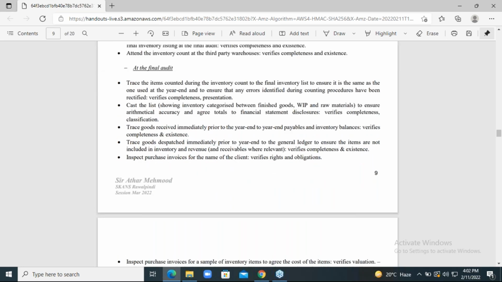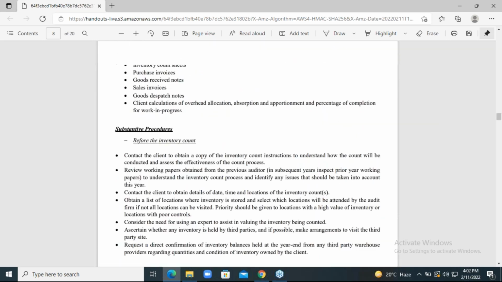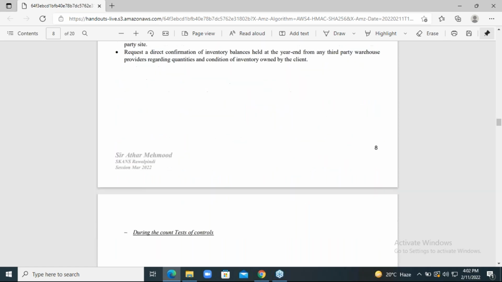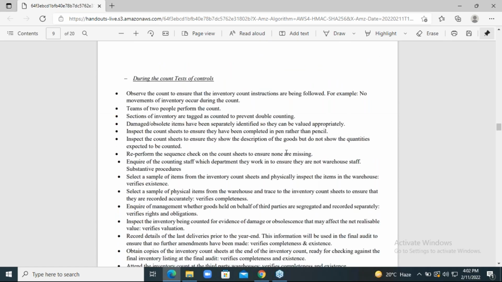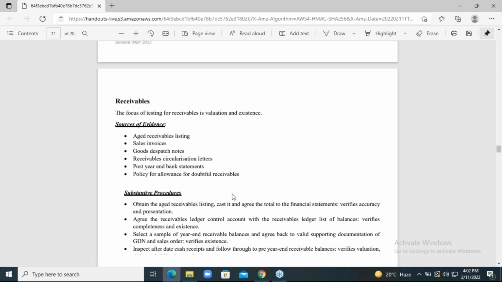So this is a long list of procedures, especially in the inventory section. Yes, but they are frequently asked by the examiner. Frequently asked by the examiner, and we will see just after some time, in some questions that we are going to tackle today, that inventory is regularly asked by the examiner. Now, the next head is receivable.